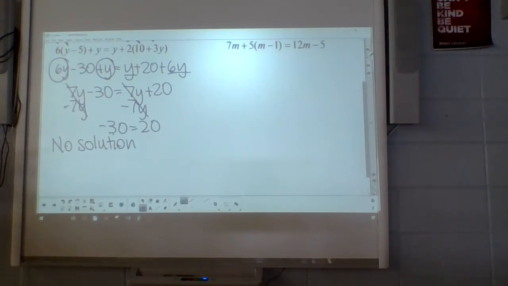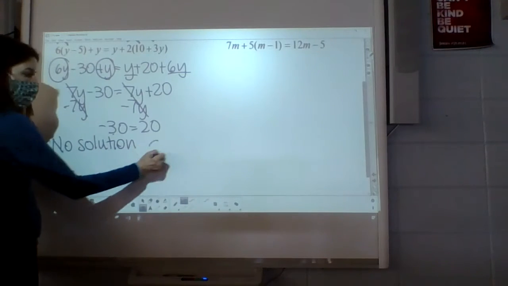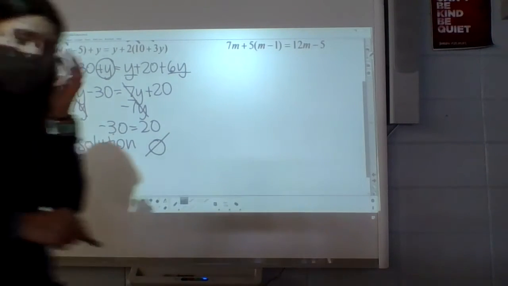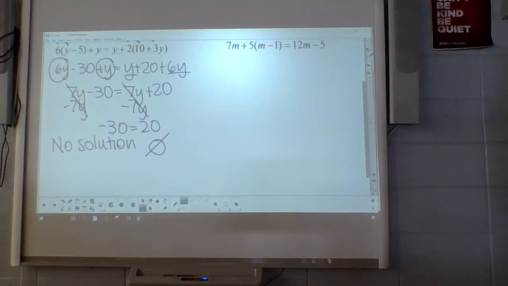If you don't want to write out no solution, you can just use a 0 with a little line through it. That doesn't mean 0. That means it's an empty set. That means there's no answers that work. So that's considered a special case.